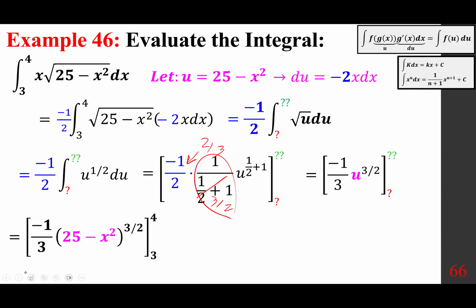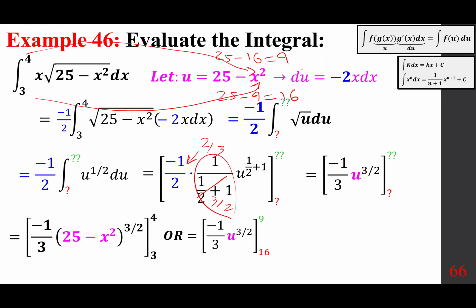All you have to do, replace the 3 here. I hope you see 3 squared is 9. So 25 minus 9 is 16. If you put the 4 here, 4 squared is 16. 25 minus 16 is 9. So those are the new limits. Normally, it's easier to evaluate it with the new limits. Okay, that's why I'm going to stick with that, but nevertheless, both of them will result in the same thing.